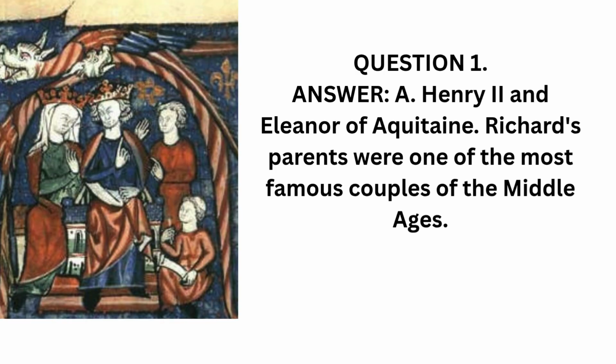For question 1, the answer is A. Henry II and Eleanor of Aquitaine. Richard's parents were one of the most famous royal couples of the Middle Ages. Initially a successful marriage, relations between Henry and Eleanor became strained as Henry, much younger than Eleanor, began to turn his eye towards younger women, despite Eleanor giving him a host of children, including 4 sons who survived into adulthood. Feeling spurned, Eleanor encouraged her sons, including Richard, to go into open rebellion against their father.